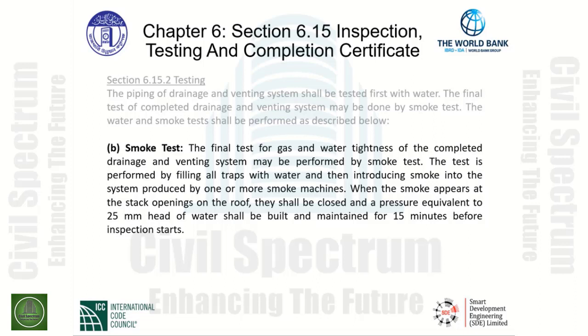Item B, smoke test. The final test for gas and water tightness of the completed drainage and venting system may be performed by smoke test. The test is performed by filling all traps with water, then introducing smoke into the system by one or more smoke machines. When the smoke appears at the stack openings on the roof, they shall be closed, and a pressure equivalent to 25 millimeter head of water shall be built and maintained for 15 minutes before inspection starts.